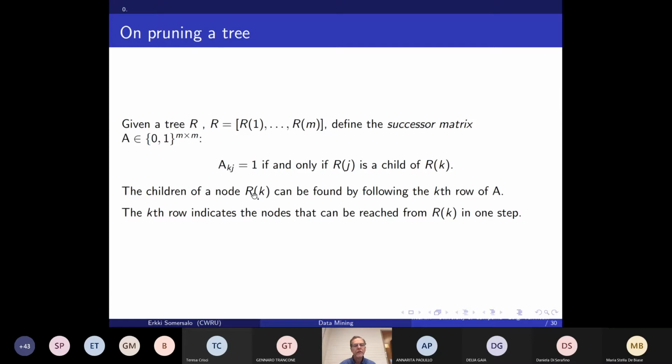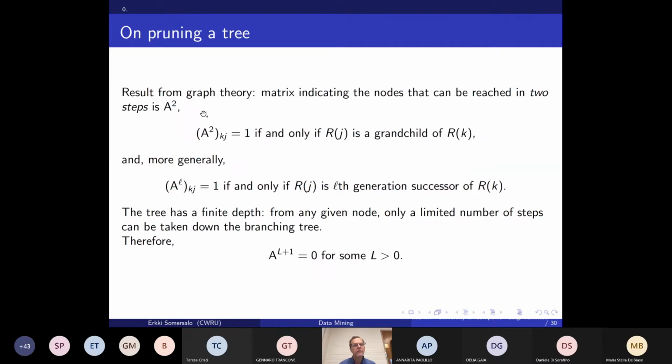Now, since we are planning to remove not only the children of a node when we are doing pruning, we want to also remove all the children of the children, so grandchildren, etc. So we need a little bit more, and so then we use a little bit of results from graph theory. The result, which is not that difficult to figure out why it is so, is saying that if you ask which nodes I can reach taking 2 steps down in the tree structure. So 1 step takes you to the left and right child. Now you ask which nodes of the tree I can reach by taking 2 steps down.